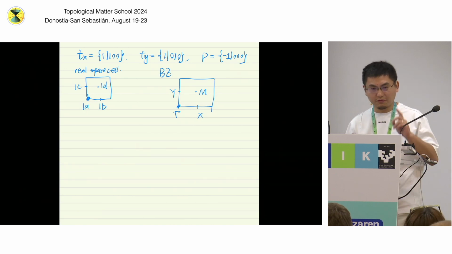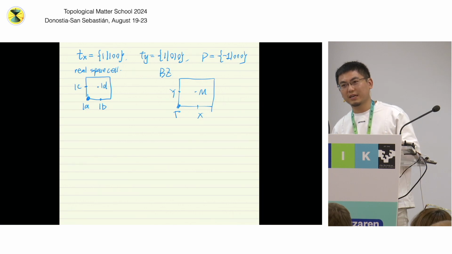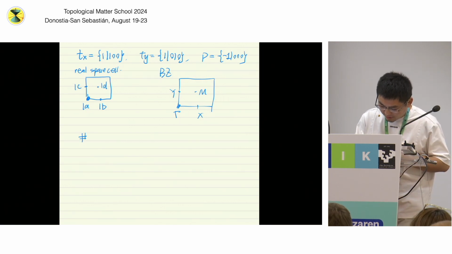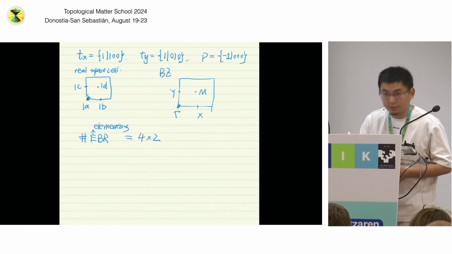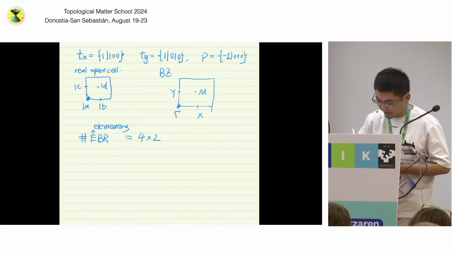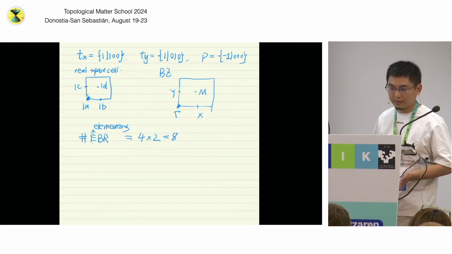So first, we have 4 choices of site, A, B, C, D, right? And for each site, we have 2 choices of orbitals, the even one and the odd one. So the number of EBR, here E means elementary. It means the minimal band representation. So the number of EBR is given by 4 times 2. 4 counts the number of sites, and 2 counts the number of orbitals you could have. So in total, we have 8 different EBRs in real space, right?